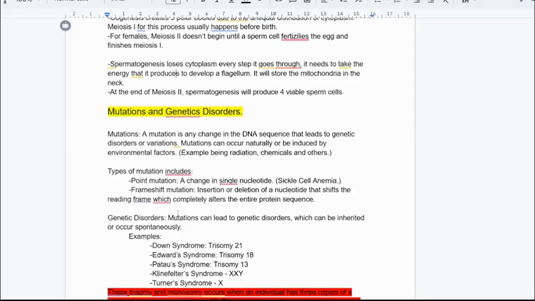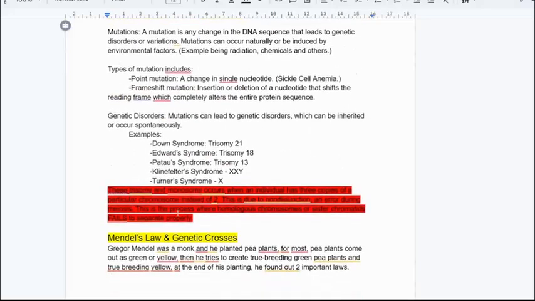Genetic disorders are disorders caused by mutations. Obviously, these can be inherited or occur spontaneously. We talk about Down syndrome, Edwards syndrome, Patau syndrome, Klinefelter syndrome, and Turner syndrome, and the only one that you actually need to remember is Down. And I expect you to remember Edwards syndrome, but it's okay.